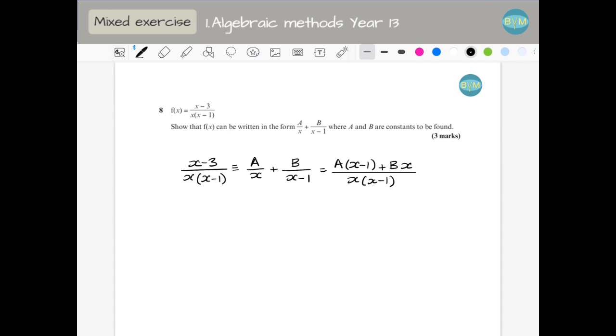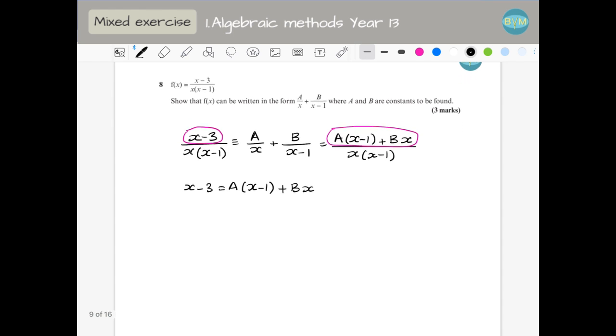As the denominators are equal to each other, the numerators must be equal to each other, and that's what we are going to do. x minus 3 must be equal to a(x minus 1) plus bx. You can multiply out and equate coefficients, but I'm going to use substitution. So I'm going to make the first bracket equal to 0, and for that, x is going to be 1.